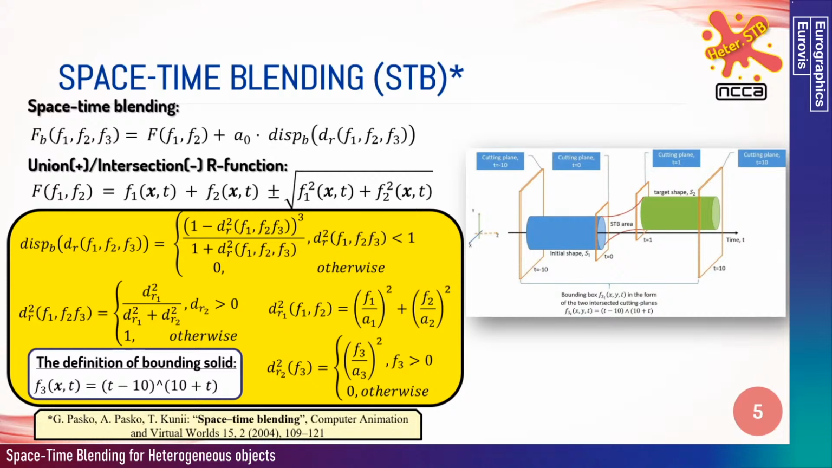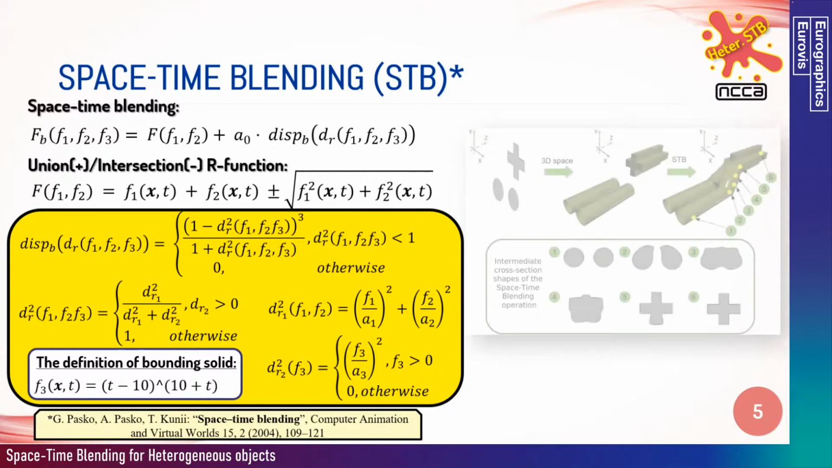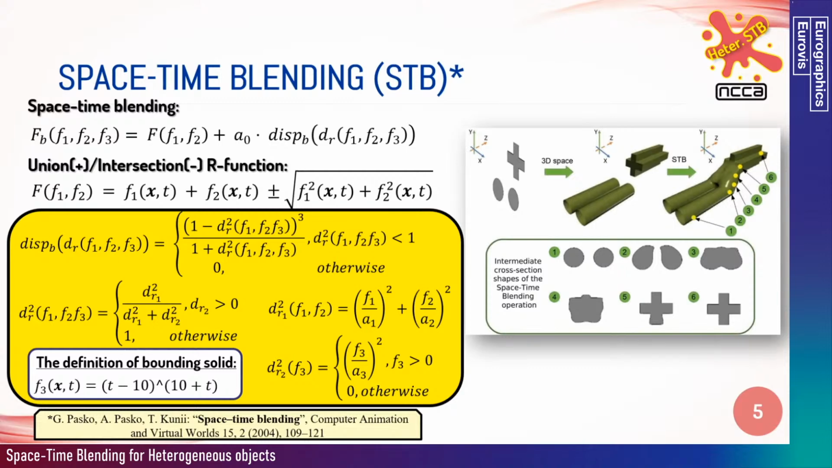To perform STB between 2 objects, we need to do the following steps. First, we need to raise their defining functions in a high-dimensional STB space by applying additional smoothing STB. Then, we need to conduct a set theoretical operation between 2 input objects. For example, it can be union or intersection. After it, we need to specify bounding solid defined by the function f3. We use a simple one defined as an intersection of 2 time planes. Now we can compute the displacement function disp_b.